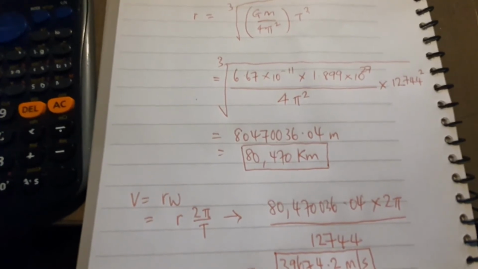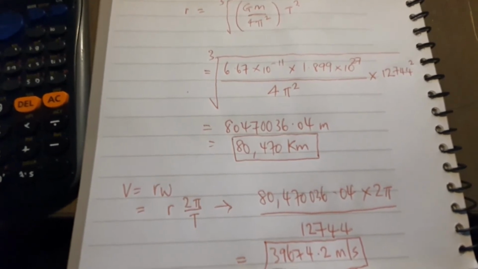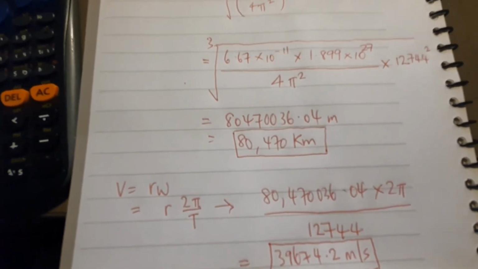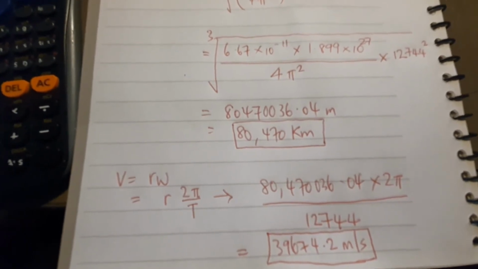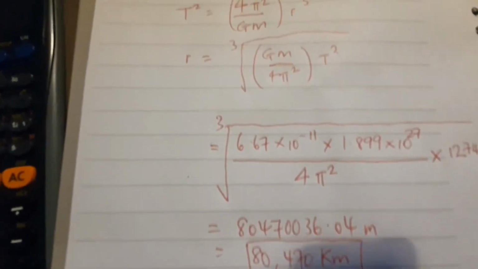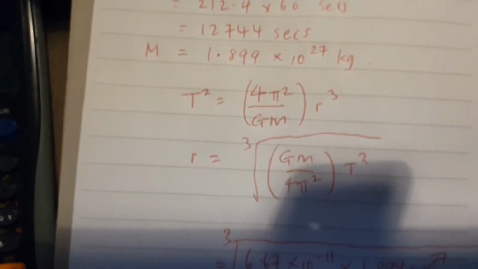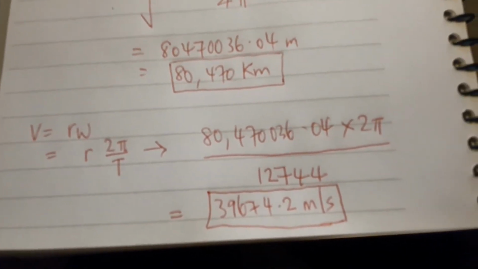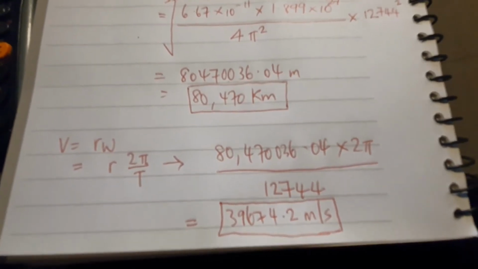And then the other question was work out the speed. So in this case, I used v equals r omega, and you know that omega is 2 pi over T. So v is equal to 2 pi r over T. I've put all the values in. So you know that you've just worked out r was 80,470 kilometers. And then all of that multiplied by 2 pi, and I've divided that by the period. And then the period was up here, 12,744. So then your final answer is 39,674.2 meters per second.